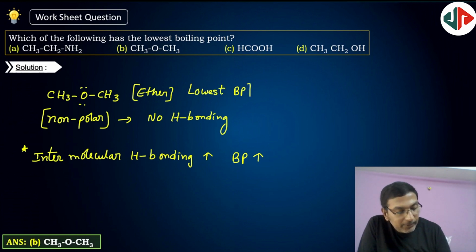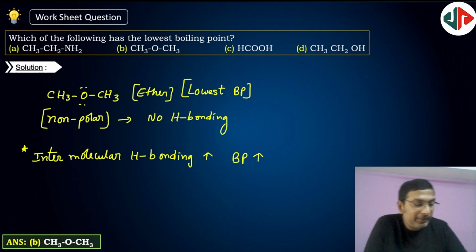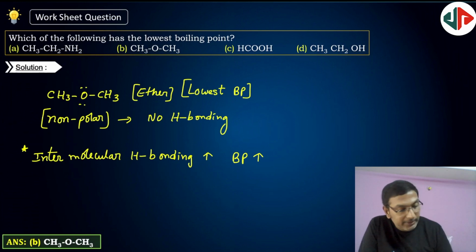In the remaining cases, NH is a polar part that can form hydrogen bonds. Next, COOH can form hydrogen bonds. Next, OH, polar, can form hydrogen bonds. This one is non-polar and there will be no hydrogen bonding. No intermolecular hydrogen bonding, least boiling point. So, option B, ethers.